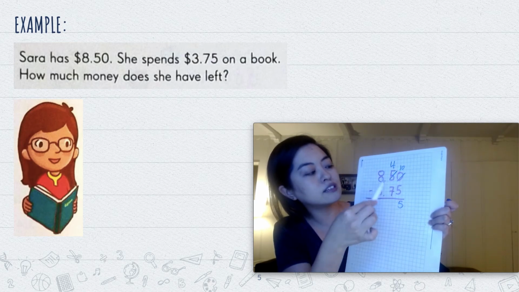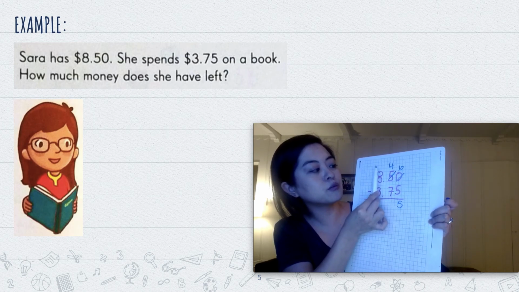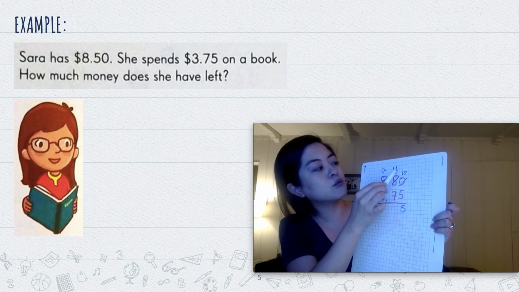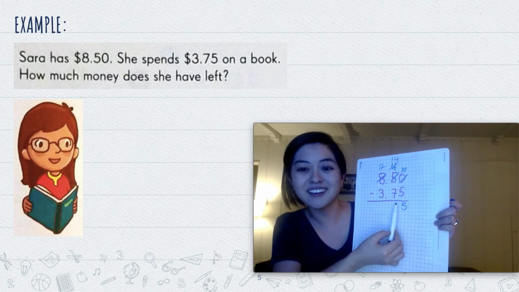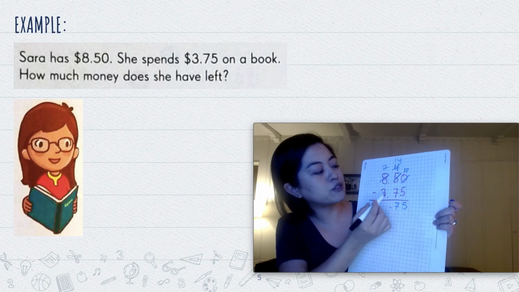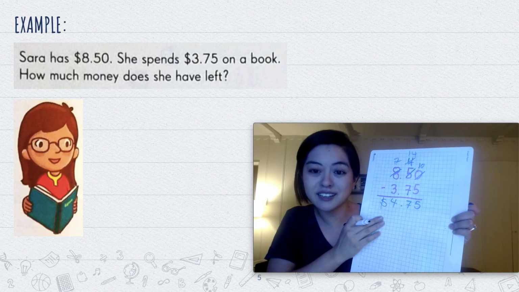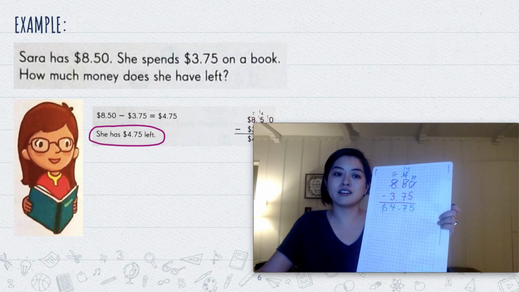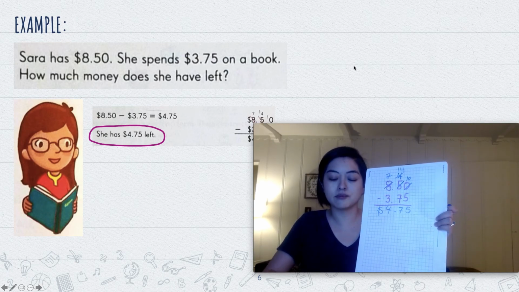All right, can I do 4 tenths take away 7 tenths? No, so I have to regroup from the ones. So instead of 8 ones, that's going to become 7 ones. And then 4 tenths will become 14 tenths. Okay, can I do 14 tenths take away 7 tenths? Yeah, it's just 7 tenths. Drop the decimal point. I have 7 ones take away 3 ones, which is 4 ones. Okay, can't forget my dollar sign because we're talking about money. So she has $4.75 left. Okay, and the work that's on my board is also on the screen behind my video.